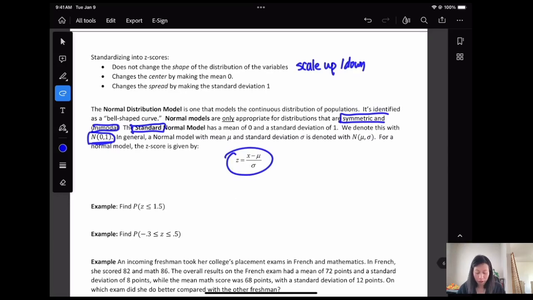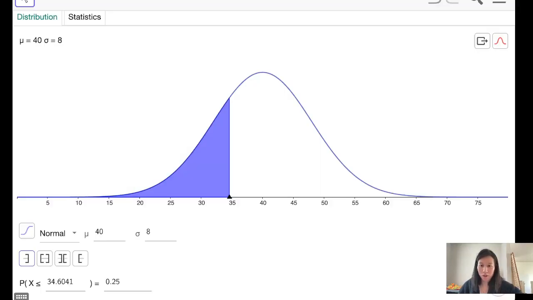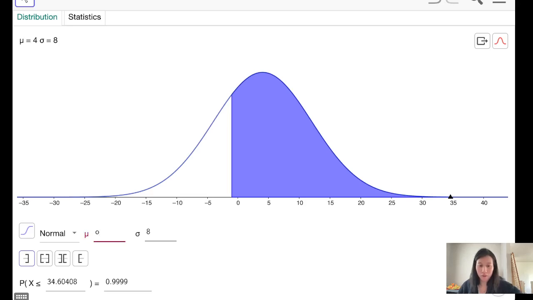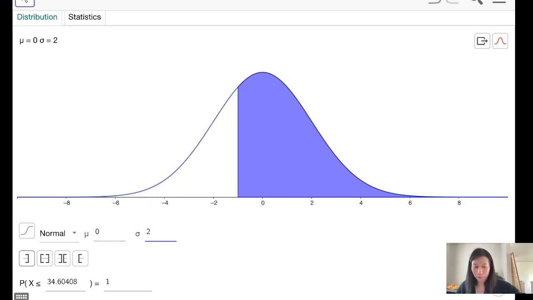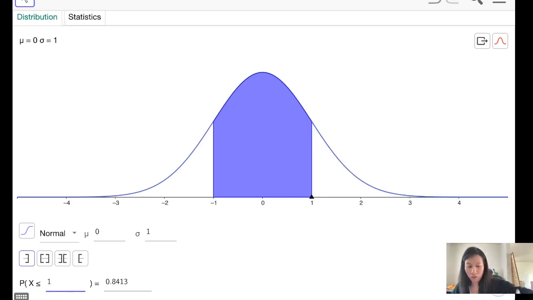For example, find the probability of z less than or equal to 1.5. If they say z, that means this is going to be a standard normal distribution. Okay, now let's use GeoGebra. We change the mean here to be 0, and sigma is equal to 1. We want this to be less than 1.5, so we change the limit to 1.5.